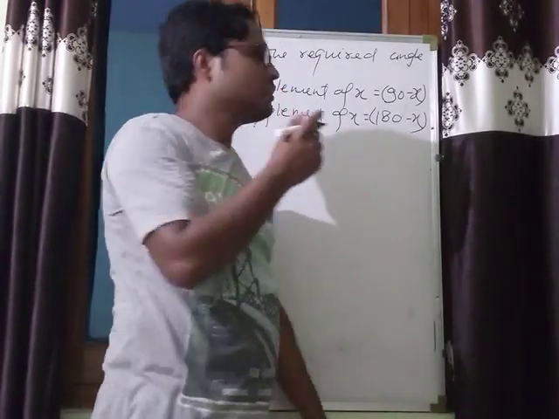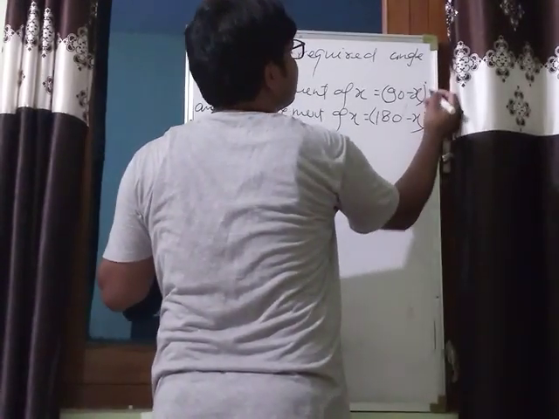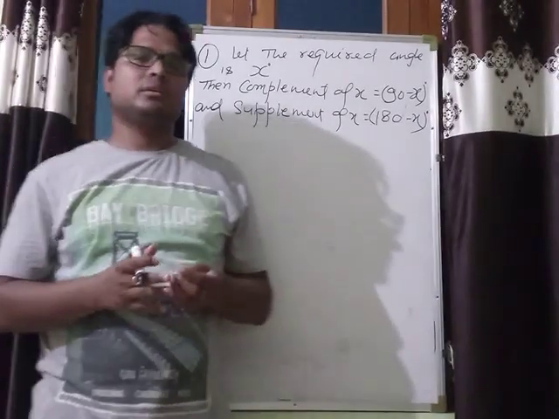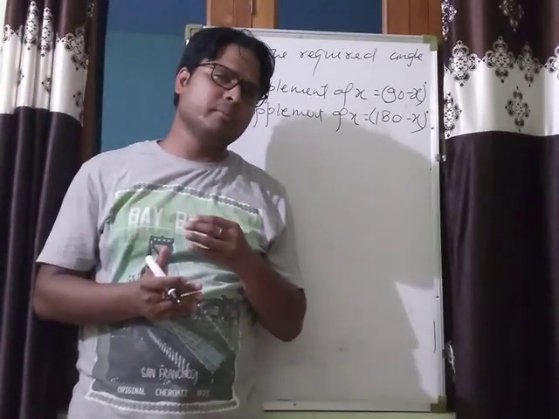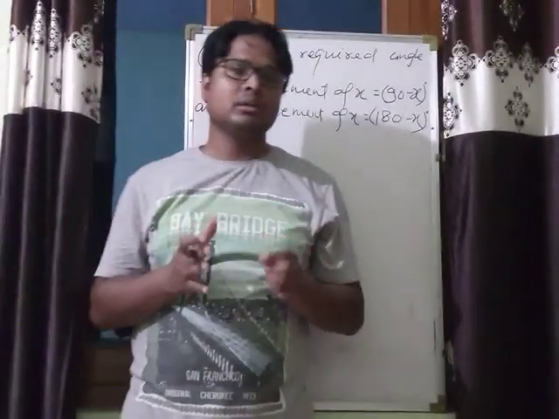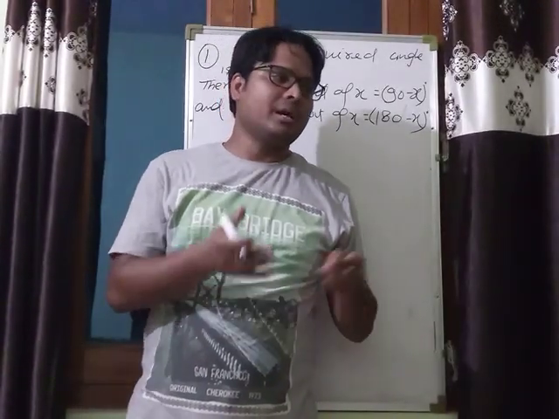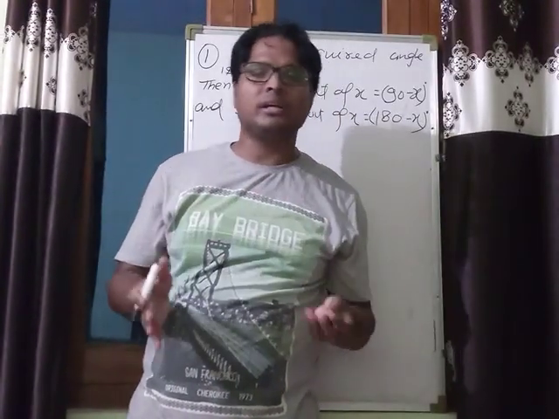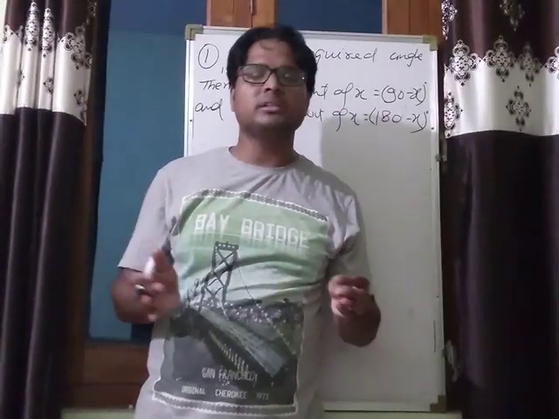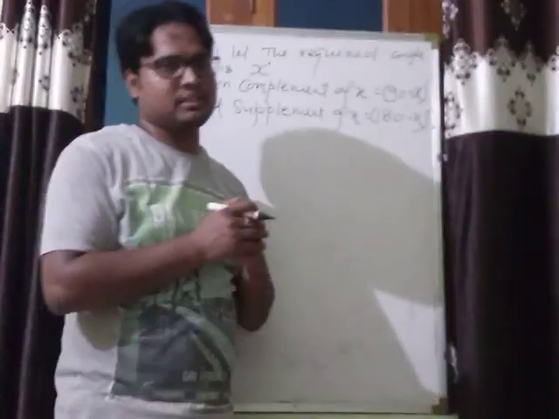You know this? If this is x degree, then this one is 90 minus x degree, and this is 180 minus x degree. We know that two angles are called complementary angles if their sum is 90 degree. So if one angle is x, then the other is 90 minus x. And what are supplementary angles? The two angles whose sum is 180 degree are called supplementary angles. If the angle is x, then its supplement is 180 minus x.